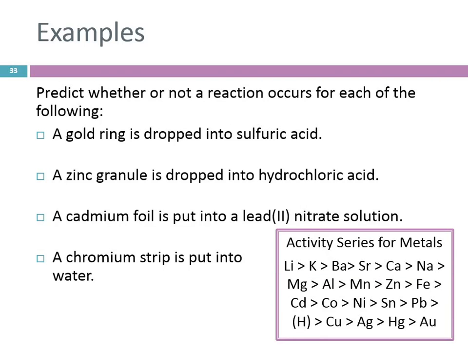So cool. Predict whether a reaction occurs or not. We don't have to write the equation. We're just going to predict if a reaction occurs. A gold ring is dropped into sulfuric acid. So gold is Au, because that's what you'd say if someone ran off with your gold, right? Hey, you, come back here with that. No. Sulfuric acid is H2SO4.